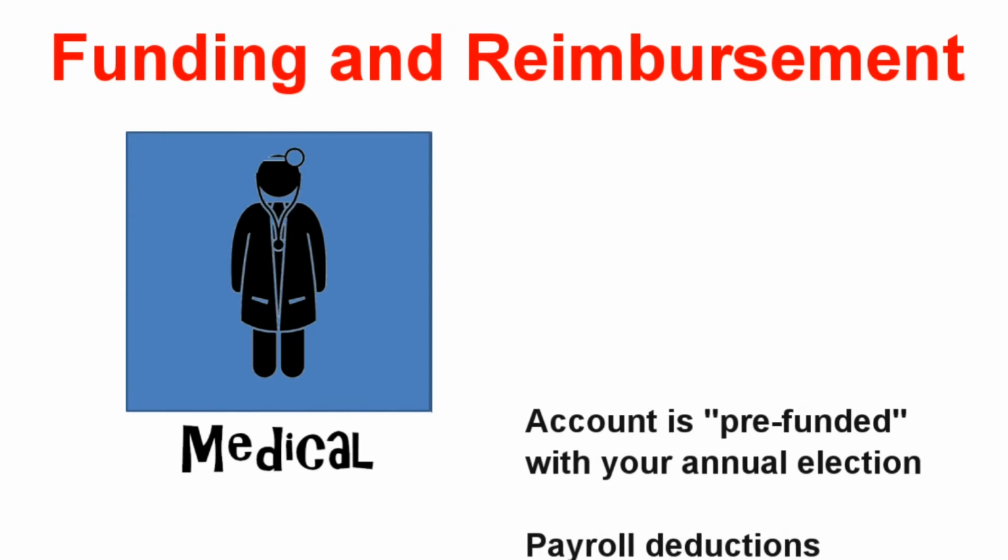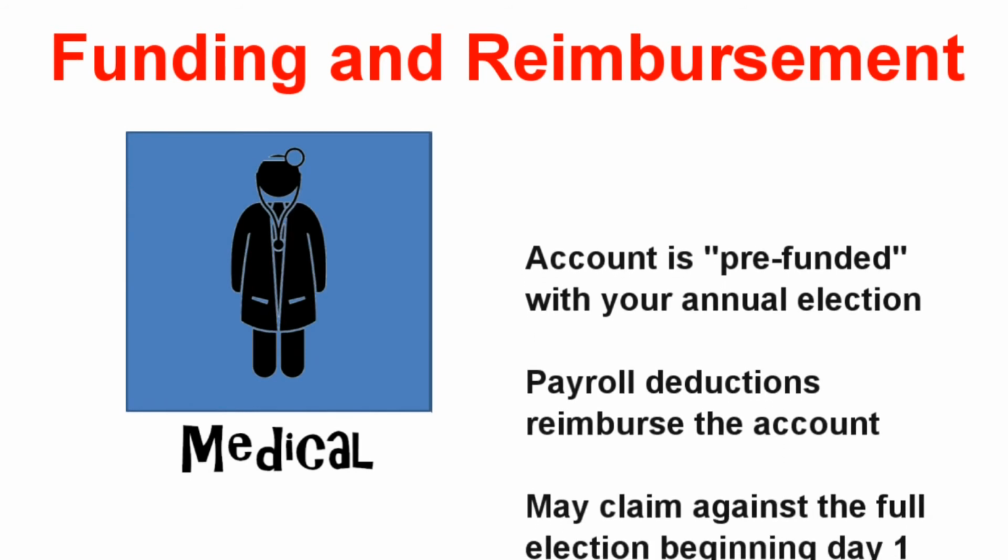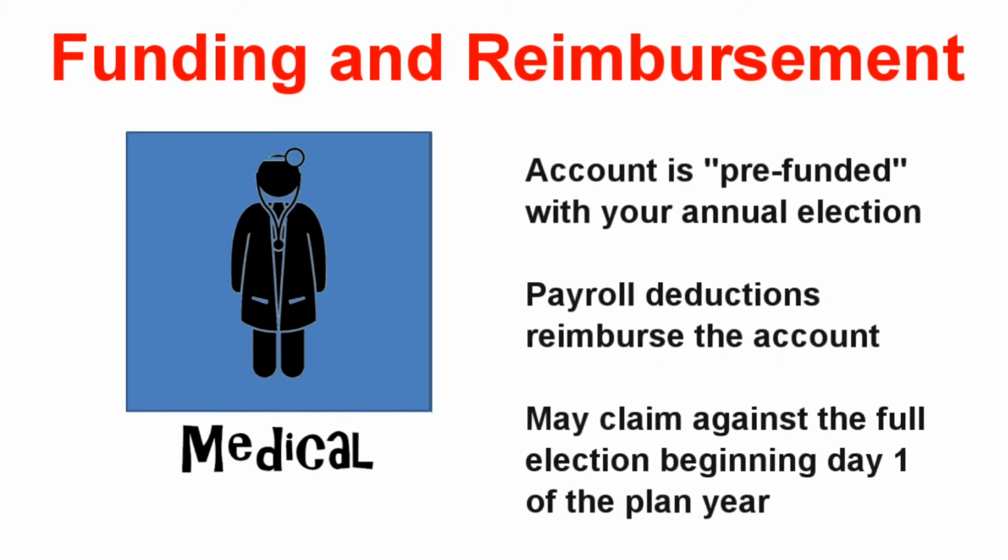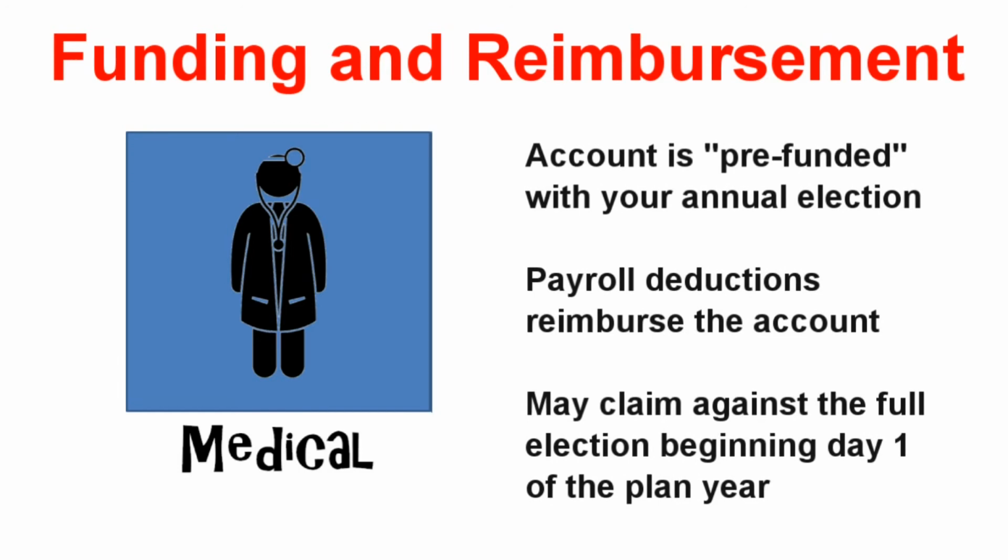Now let's take a look at the funding and reimbursement process of each FSA type, as they do work quite differently. In a medical FSA, your annual election is available to you in full on day one of your plan year. The account is pre-funded with your annual election, and then each of your paychecks has an equal deduction taken to reimburse the account. This means you could potentially withdraw the full amount of your annual election on day one of your plan year and then pay it back into the plan throughout the year.